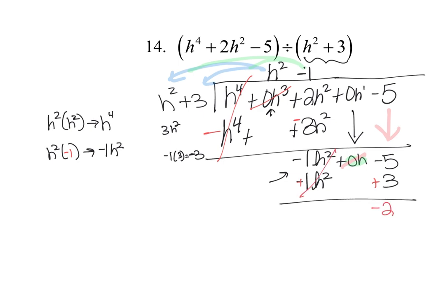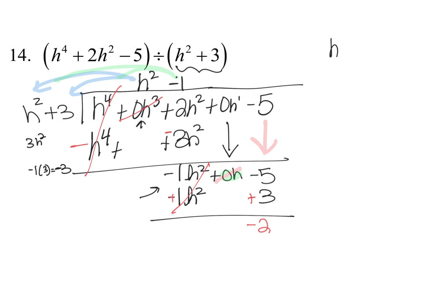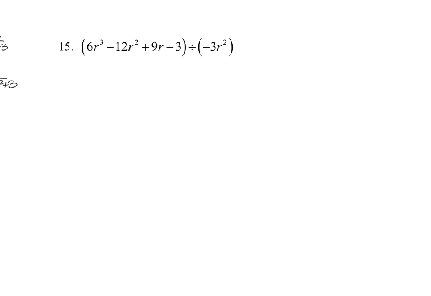So, what is our final answer? h squared minus 1 plus a negative 2 over h squared plus 3. Or you could have said, recognizing that these double negatives would just be minus 2 over h squared plus 3.